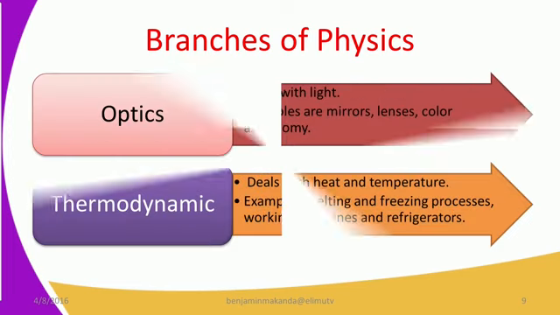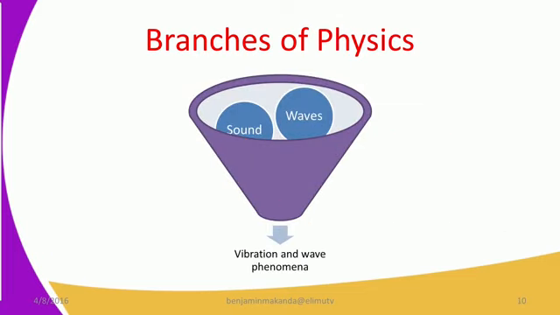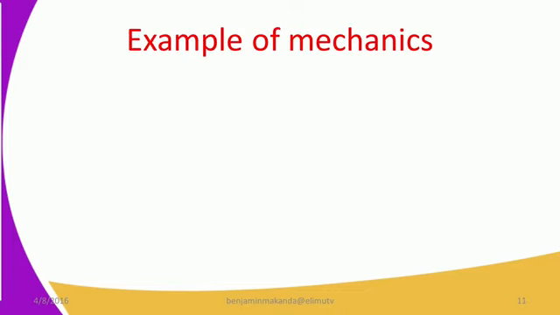Still on branches of physics, we go to optics. Optics deals with light. Examples are mirrors, lenses, color, astronomy. Thermodynamics deals with heat and temperature, and examples include melting and freezing processes, working of engines and refrigerators. So still on the branches of physics, the last branch is vibration and wave phenomena, and these are two. We have sound and we have waves. Those are the branches under that category.